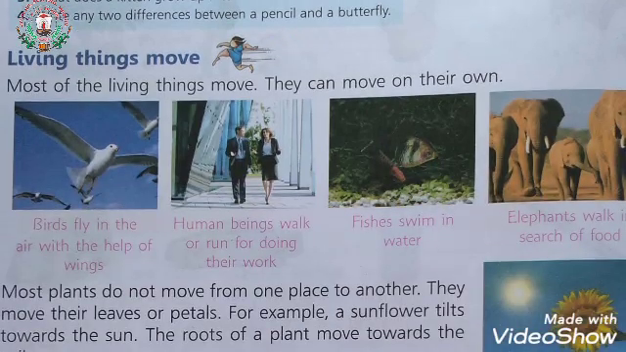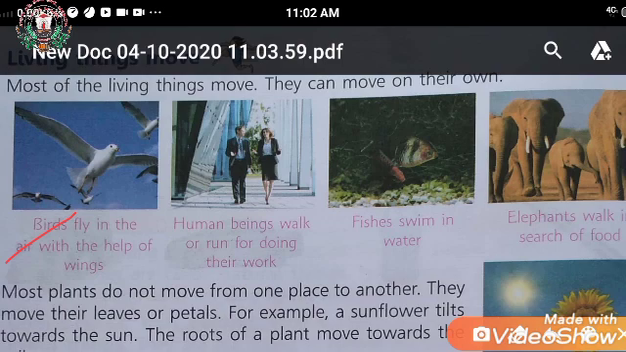Now the next characteristic is living things move. Most of the living things move. They can move on their own. Like a bird flies in the air with the help of wings. Human beings walk or run for doing their work. Fishes swim in water. Elephants walk in search of food.